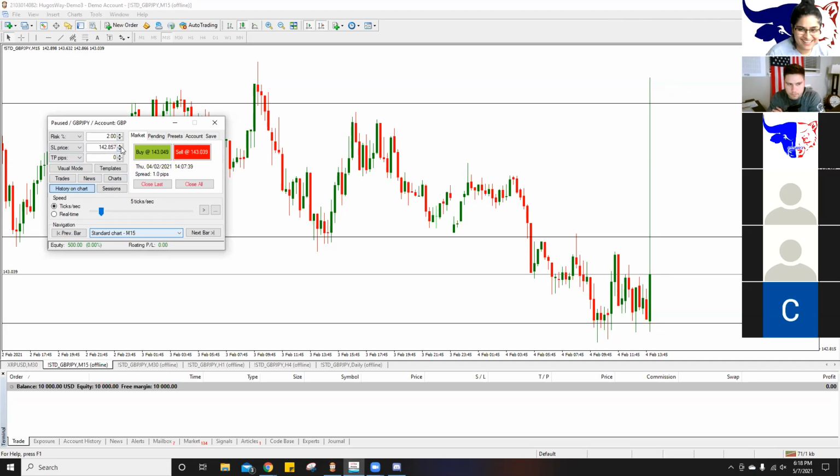You want to take an entry? I'm going to wait for the candle to close above that resistance right there. All right, what was I going to say?